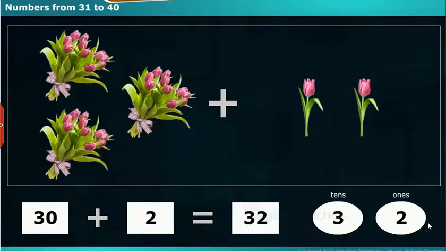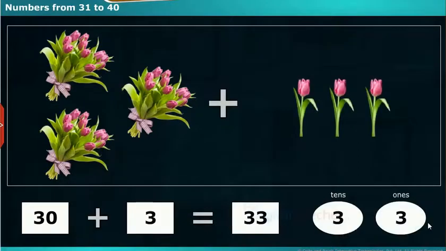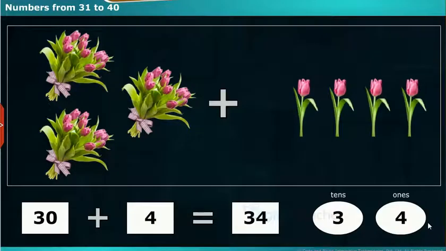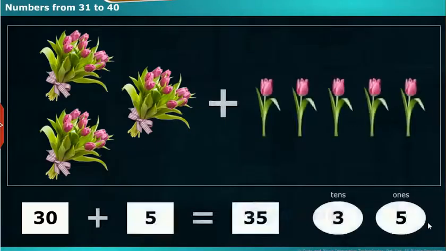Again, he picked 1 flower from the garden. So, 30 plus 3 is equal to 33. Total is equal to 33 flowers. Once again, he picked 1 flower from the garden. So, 30 plus 4 is equal to 34. Total is equal to 34 flowers. Likewise, he picked 1 flower from the garden. 30 plus 5 is equal to 35. Total is equal to 35 flowers.